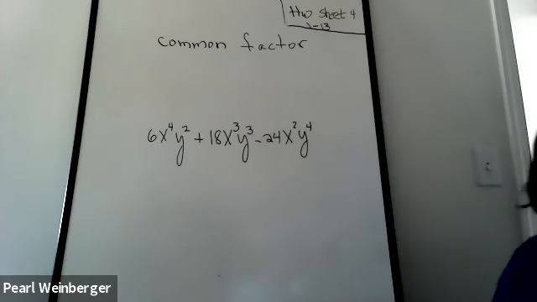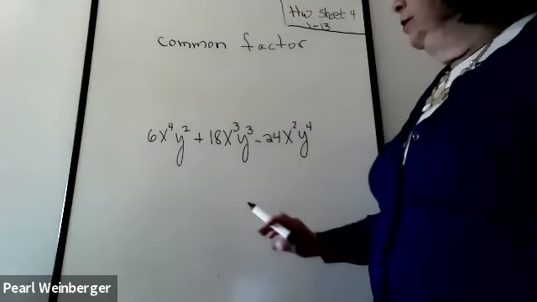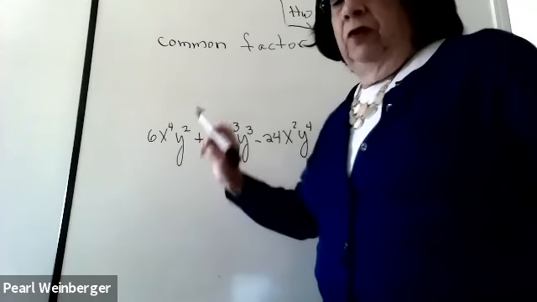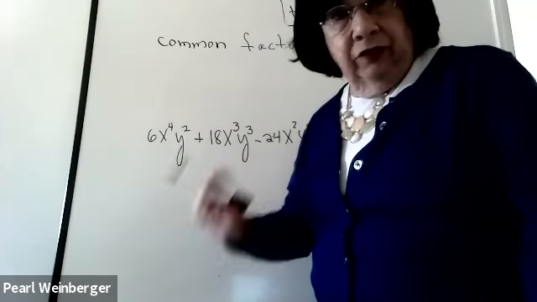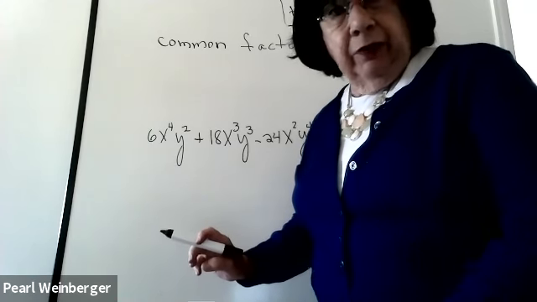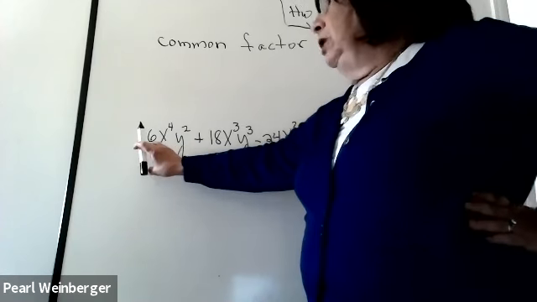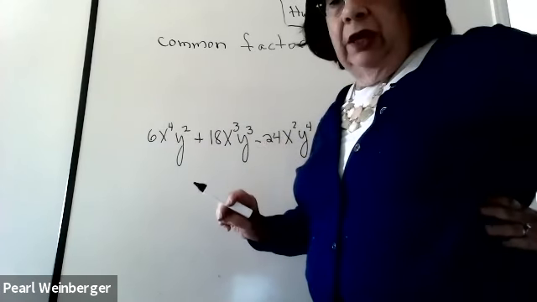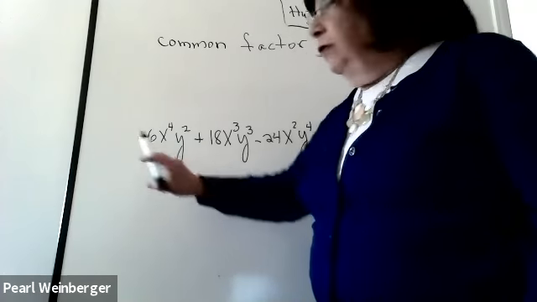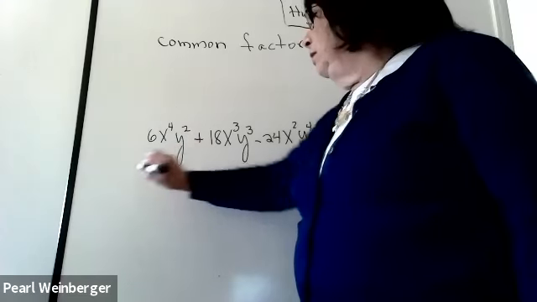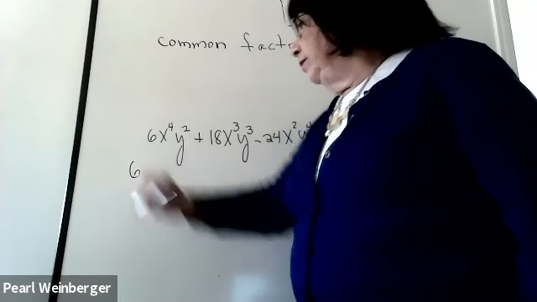All right, let's see if we can do this together now. Whenever we're asked to factor, the first thing we're always going to try and find is the common factor. So we look first at 6, 18, and negative 24. We look at the coefficients, and the largest number that goes into all three of them is 6.